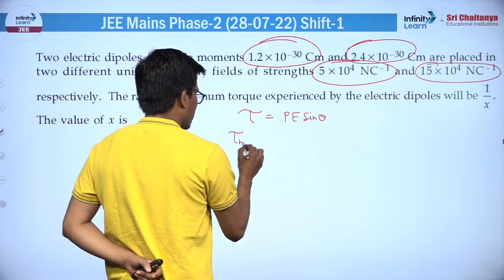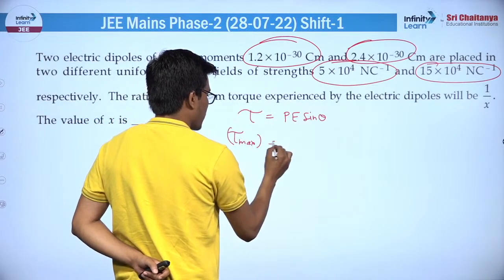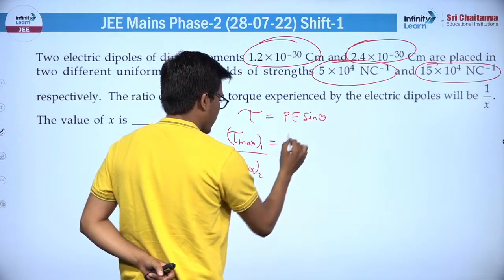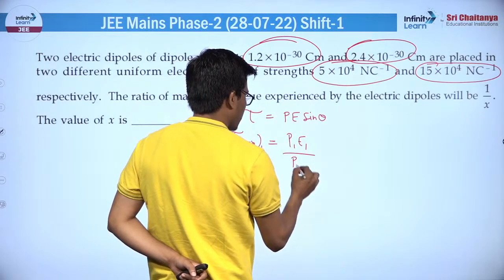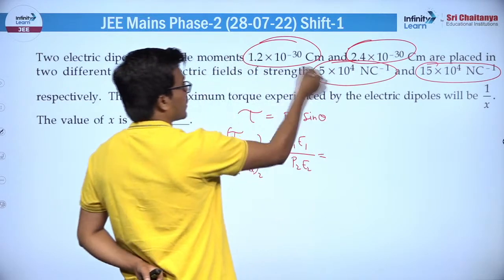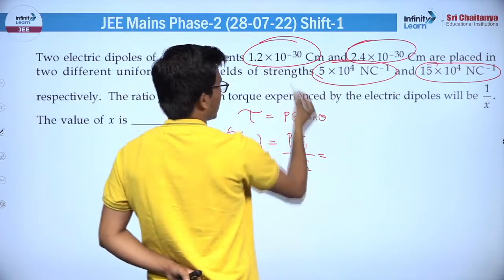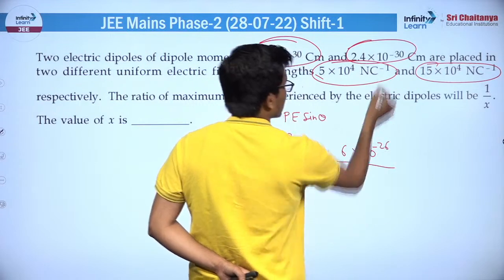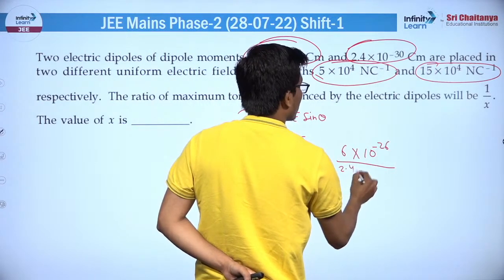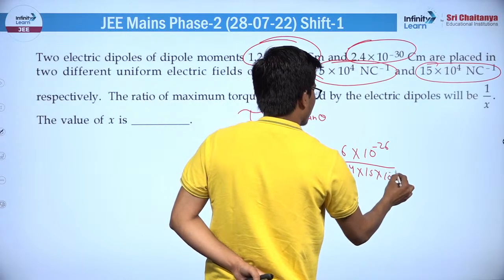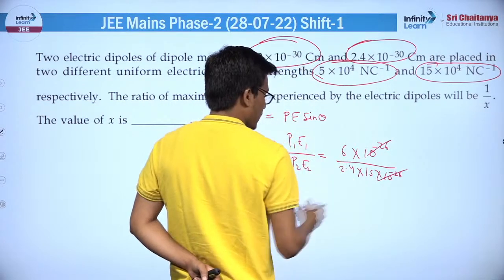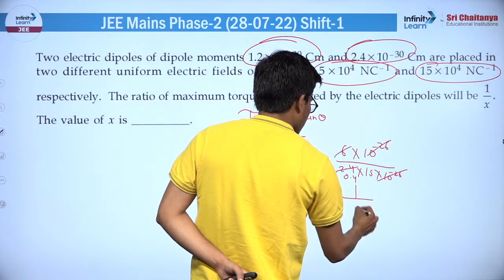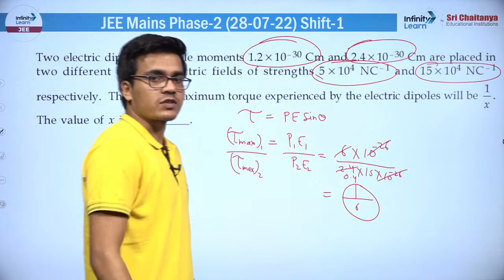So maximum torque will be PE, right? So in the first case and in the second case we have to find P1 E1 divided by P2 E2. Such a simple question, just multiply them. So you will have 6 into 10 to the power minus 26. Just multiply these two, 2.4 into 15 into 10 to the power minus 26. This will get cancelled, and this is 0.4 times. So 1 upon 6 is my final expression, right?